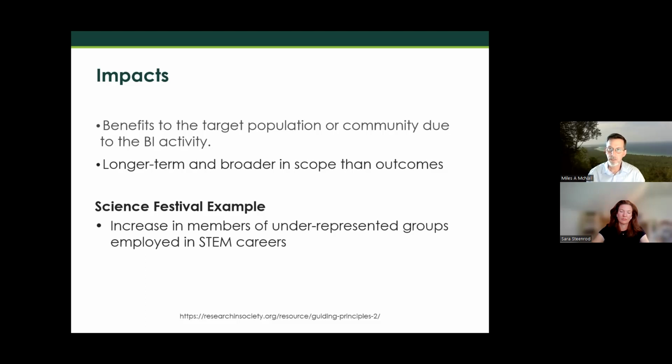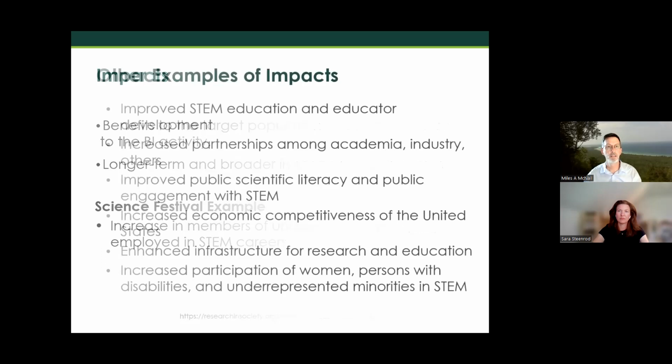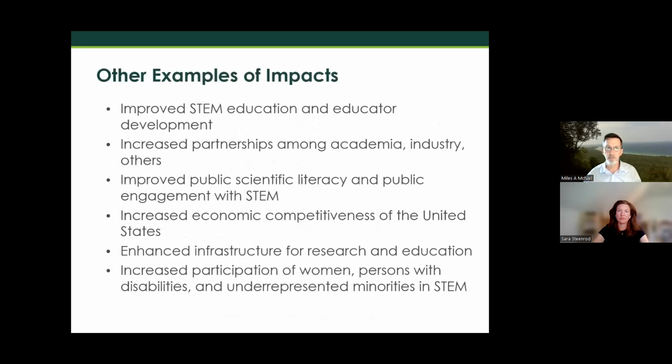So an example of an impact for the Science Festival would be an increase in members of underrepresented groups employed in STEM careers. Okay, so we've gone from K-12 students getting more interested all the way through the causal chain to where they're actually now employed in STEM careers. So it's much longer term, and it's much broader in scope. And as we discussed before, these are some examples of those impacts. These are some of the ones that Sara just reviewed with you.